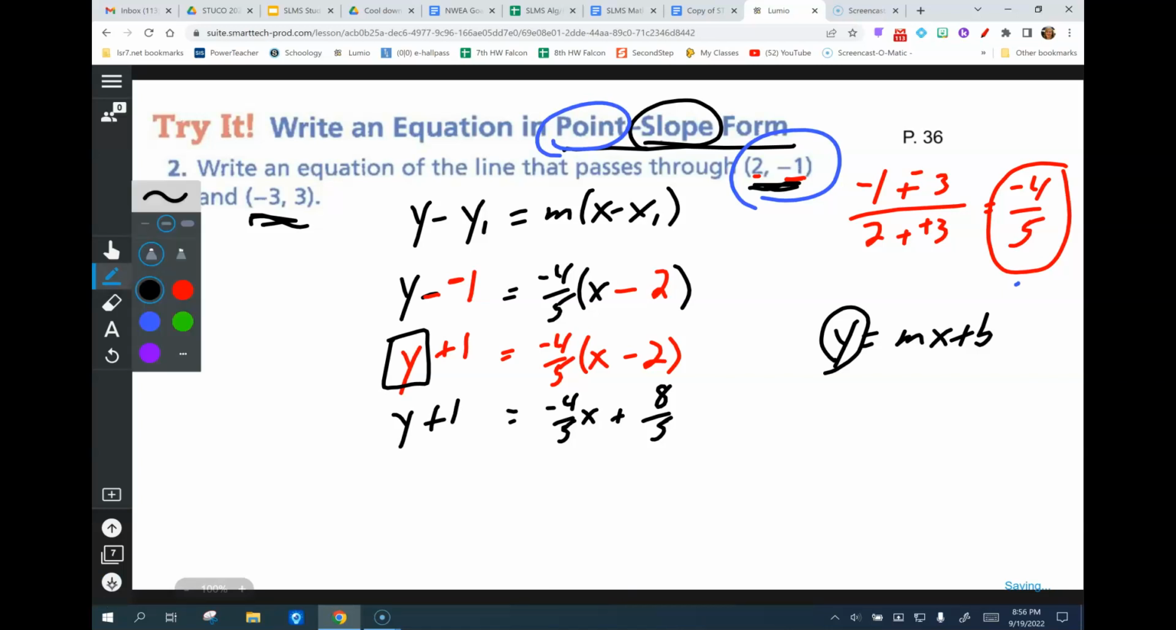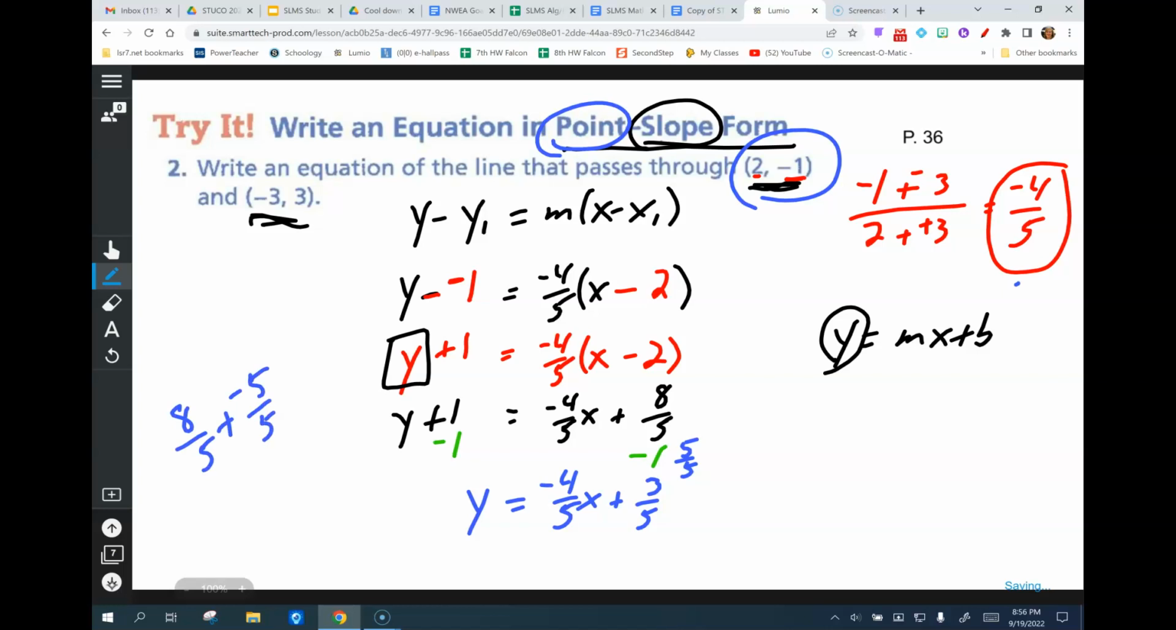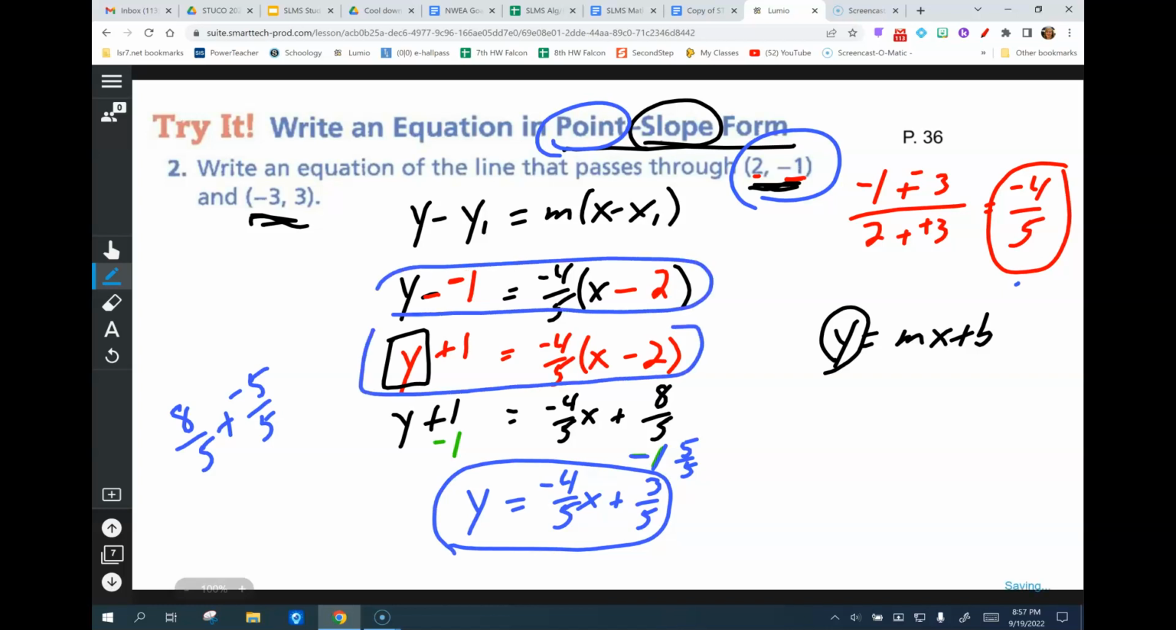Now we want to subtract 1 from both sides. So we get y is equal to negative 4/5 x. And then you can do it on your calculator. I'm going to put this as 5 over 5, and I'm subtracting that. So 8/5, I'm taking 8/5 plus a negative 5/5 because that's equivalent to 1. So I get 3/5. You might have done that on your calculator. Okay, that's my equation in slope-intercept form. This is my equation in point-slope form.